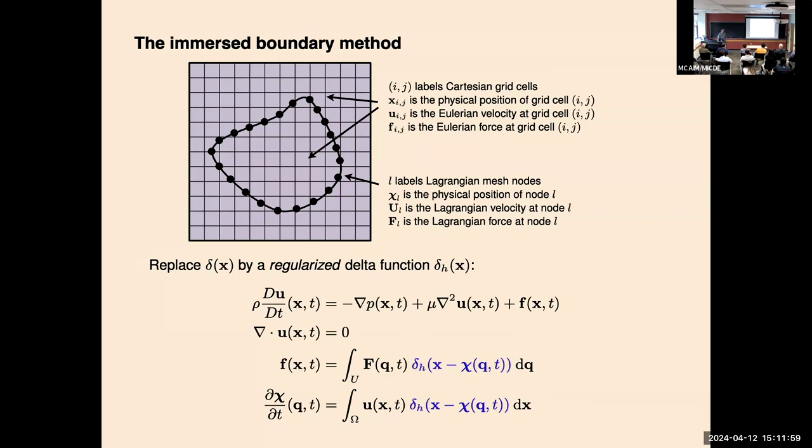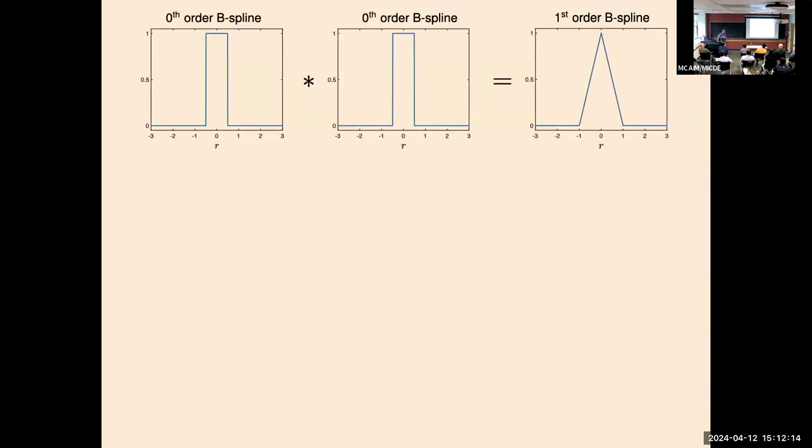And there are many, many, many recipes that people use to construct regularized delta functions. But people typically think of them as sort of concentrating forces near the interface. A construction that I like, because you can graphically show it pretty easily, is a construction for delta functions that use cardinal B-splines. So cardinal B-splines are the same kind of curves that show up for NURBS.